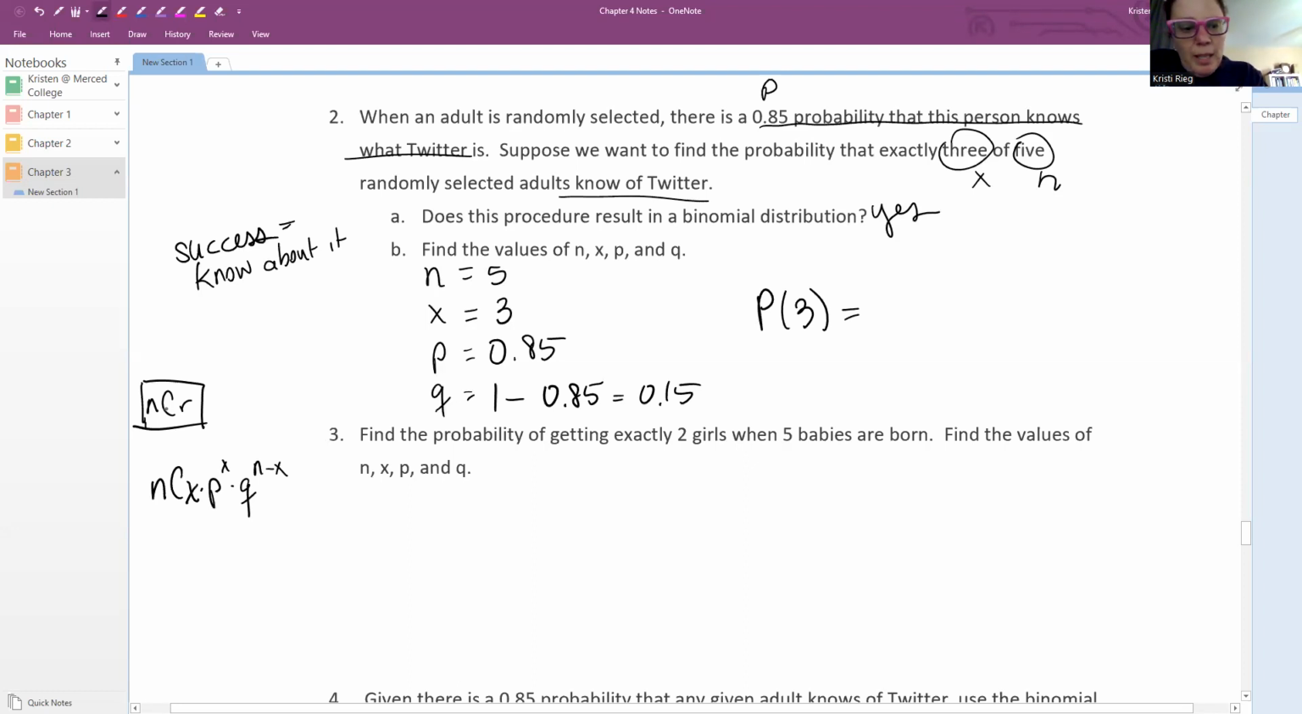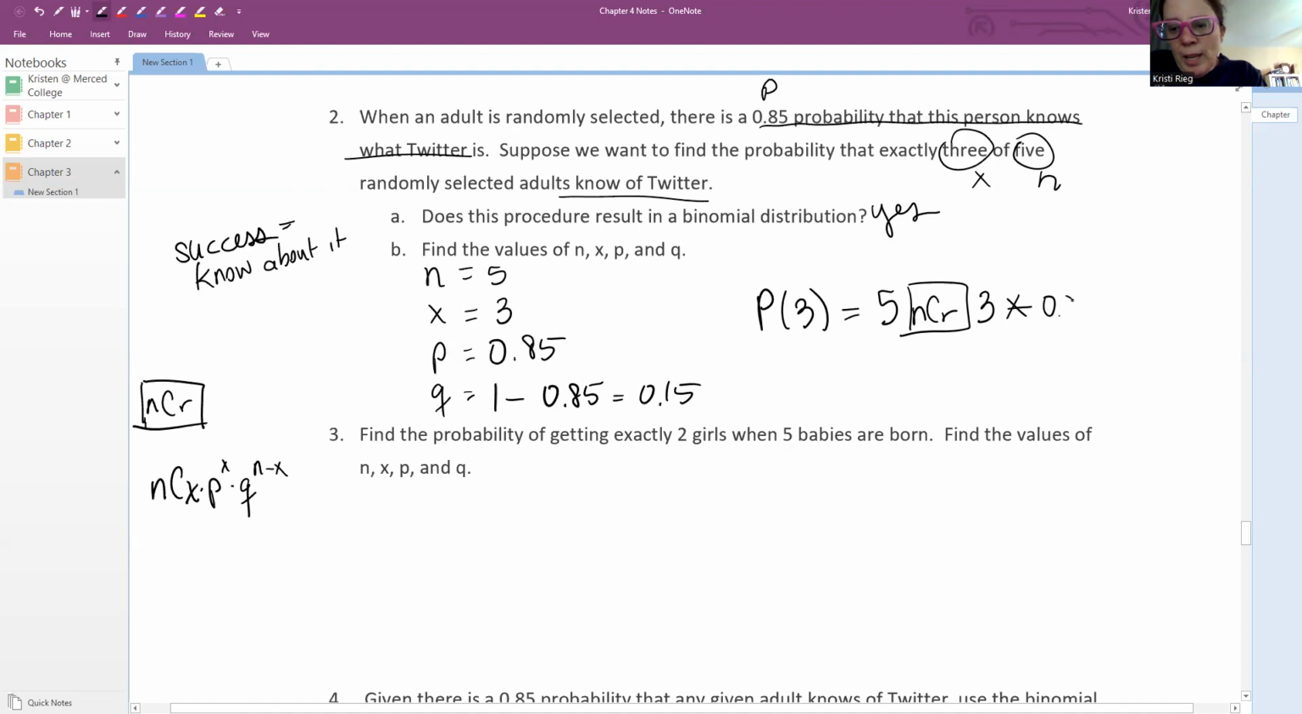Okay, so this is what we're going to type in the calculator. We're going to type in N, which is 5, and then the NCR button, and then 3, because N comes first, and then R or X comes second. 5, NCR button, 3, and we're going to do this all at once. We're going to hit times.